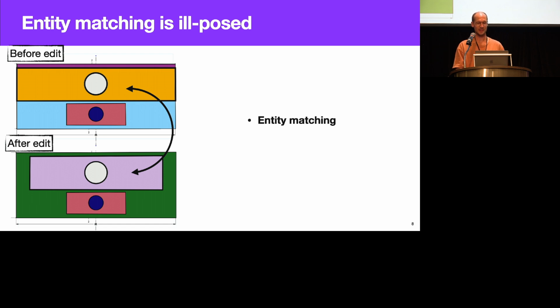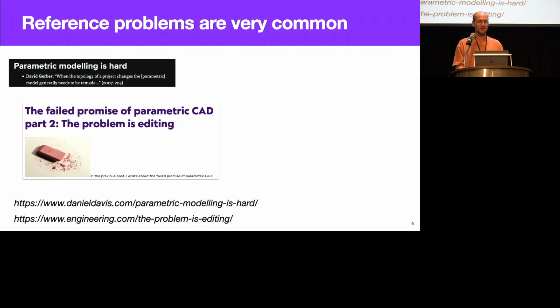However, entity matching is an ill-posed problem for which we have algorithms which are based on heuristics. These algorithms often do yield good results. Here, for example, this green rectangle at the bottom has been matched with the two rectangles at the top. But of course, sometimes they don't succeed, and this is when we have complicated reference problems. These problems are extremely common.